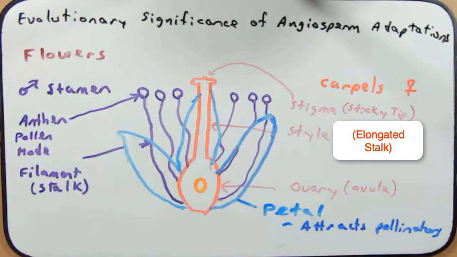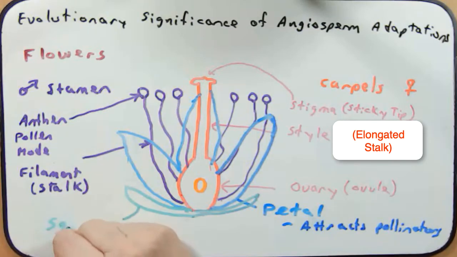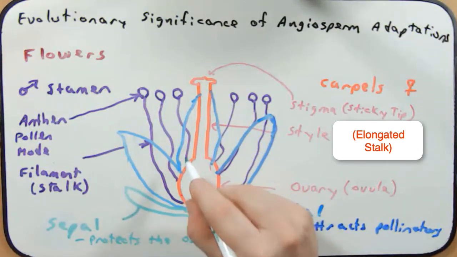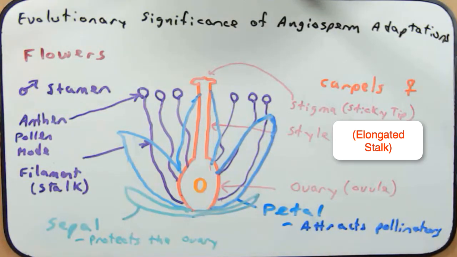This last structure is a very important part, and I'm going to draw it like so. And it is the sepal. And this is very important because it protects the ovary. Before the flower blooms, the sepal will wrap around and protect the ovary. When the flower blooms, it opens up, exposing the flower.